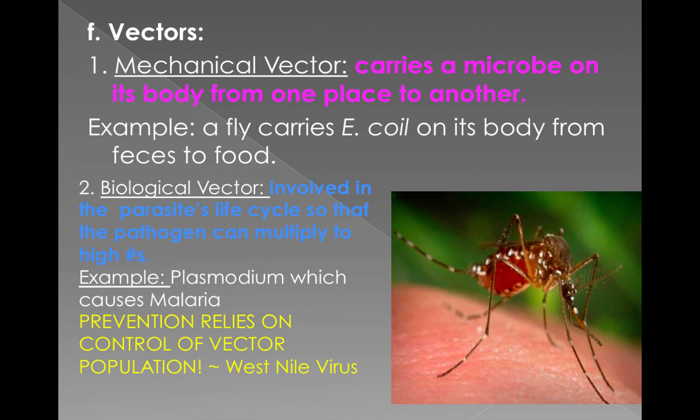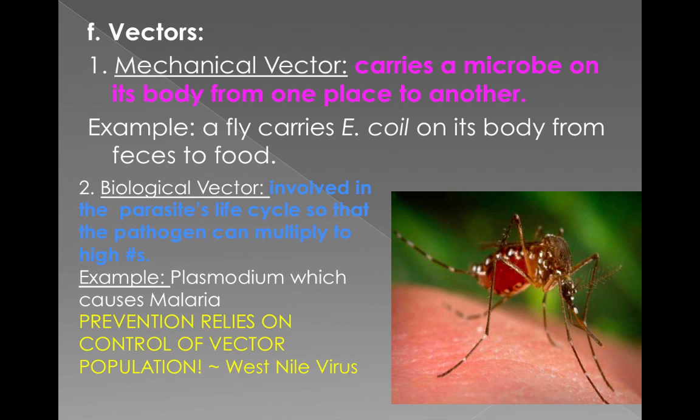So let's take a look at these definitions. The mechanical vector is an organism that carries a microbe on its body from one place to another. So for example, a fly carries the E. coli on its body from feces to food. That's one example. A biological vector is very different.